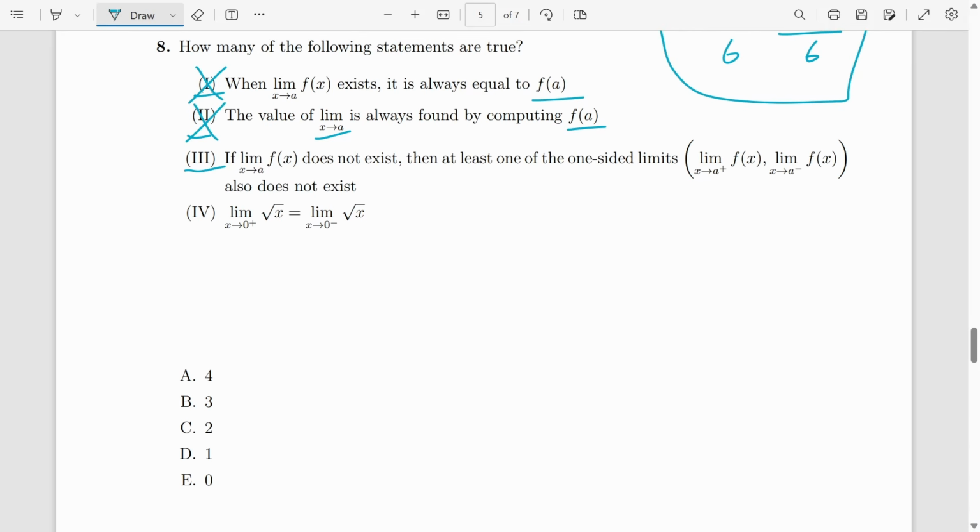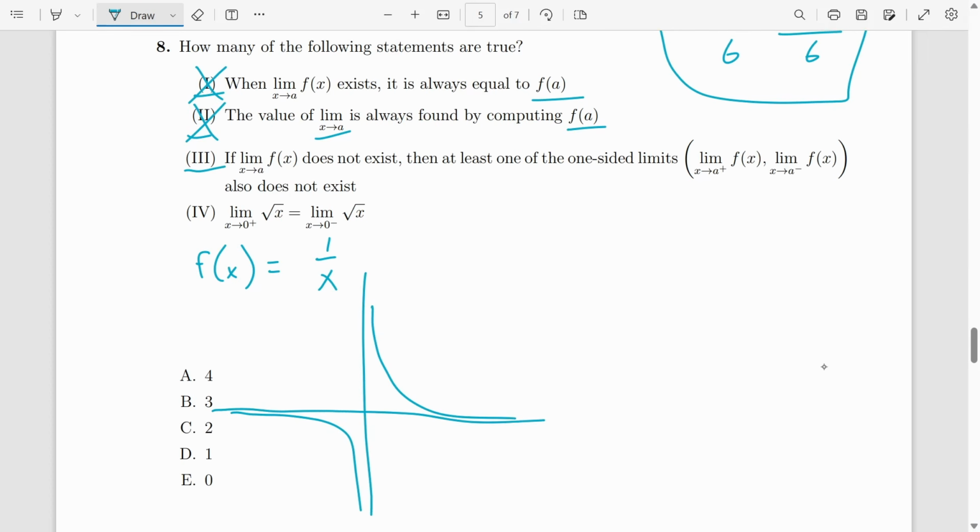All right, statement 3: if the limit at a given point does not exist, then at least one of the one-sided limits at that point also does not exist. I think that one's false as well. Another example I can give is the same as the last one, just without the absolute value. You can absolutely pull up Desmos to double check my work, but I think that's what 1 over x looks like.